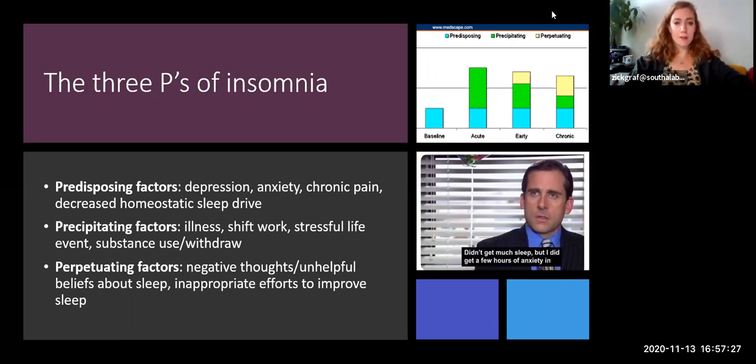It can be something like substance use that interferes with sleep or withdrawal from a substance. Alcohol withdrawal often causes sleep problems. So does withdrawal from smoking pot. So precipitating factors are the thing that tips someone over into having insomnia. They're the sort of acute cause of the insomnia, but perpetuating factors are things that keep the insomnia going even after the precipitating factors are taken care of. And potentially even after the predisposing factors are taken care of. So these are negative thoughts, unhelpful beliefs about sleep, and inappropriate behaviors that maintain difficulty with sleep even after precipitating factors are removed.